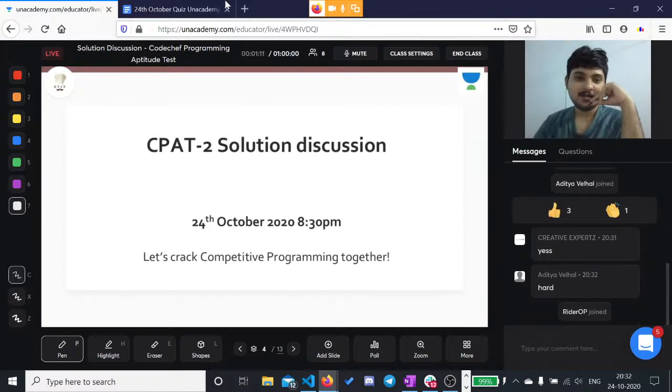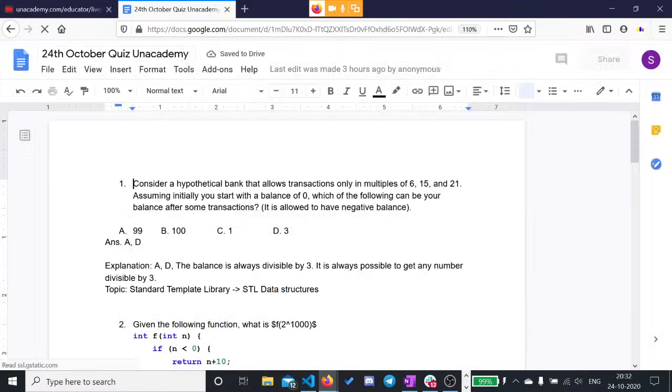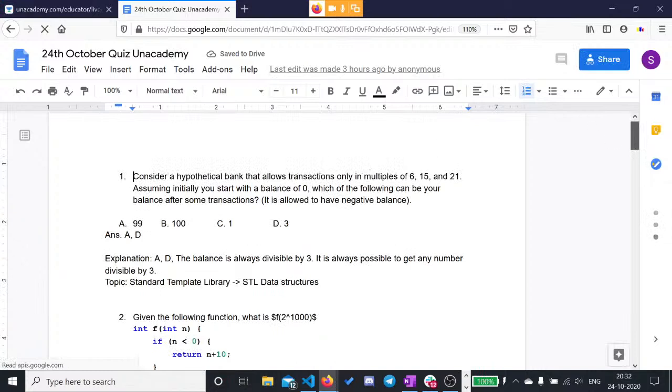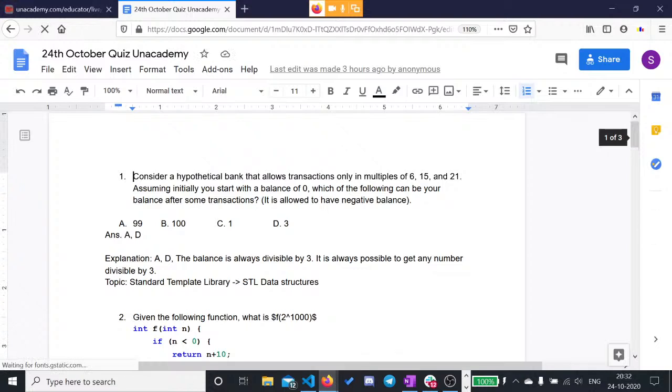Okay, so let me start off with the questions immediately. The first question was: suppose you are in a bank and you can make transactions only in multiples of 6, 15, and 21. Initially you start off with a balance of 0. Which of the following can be your balance after some transactions? The options were 99, 100, 1, and 3.